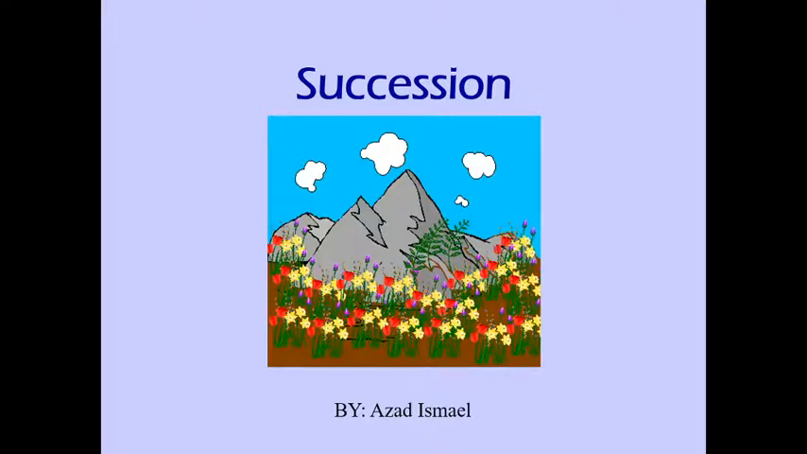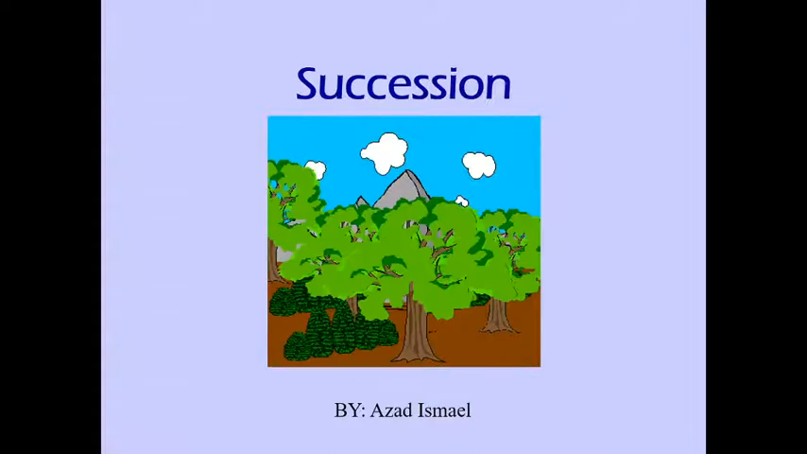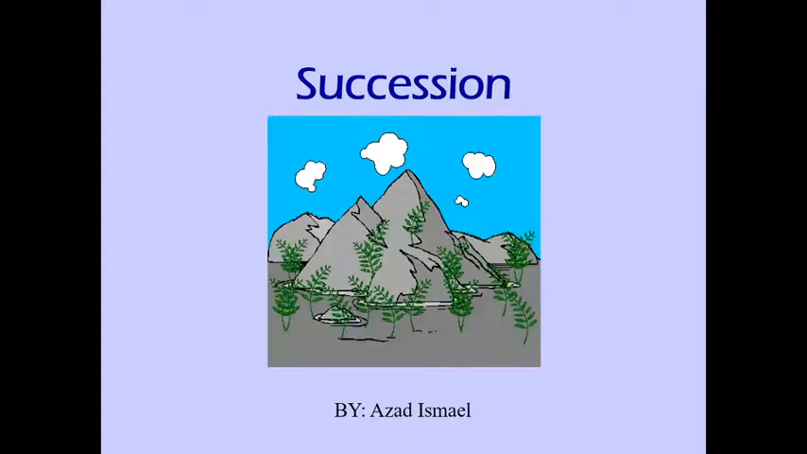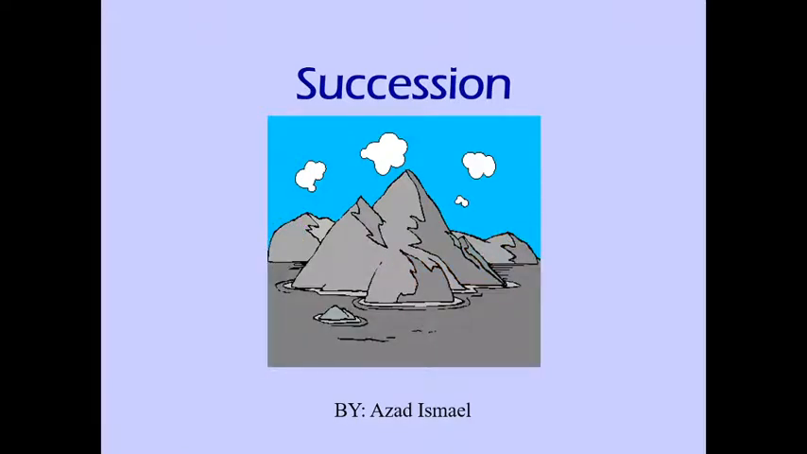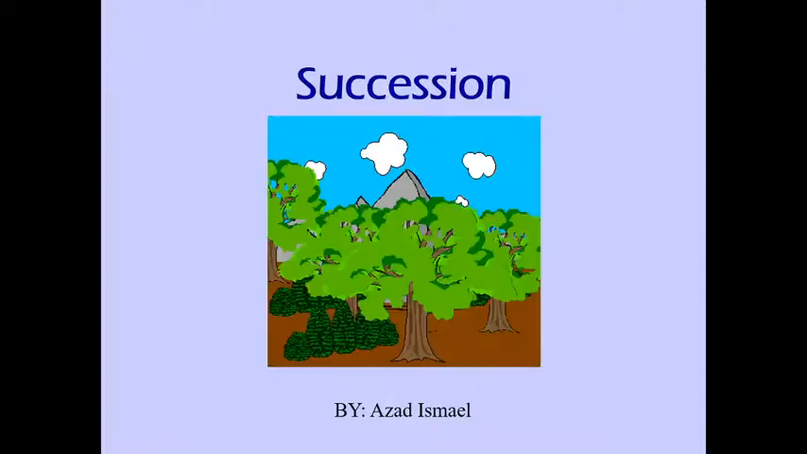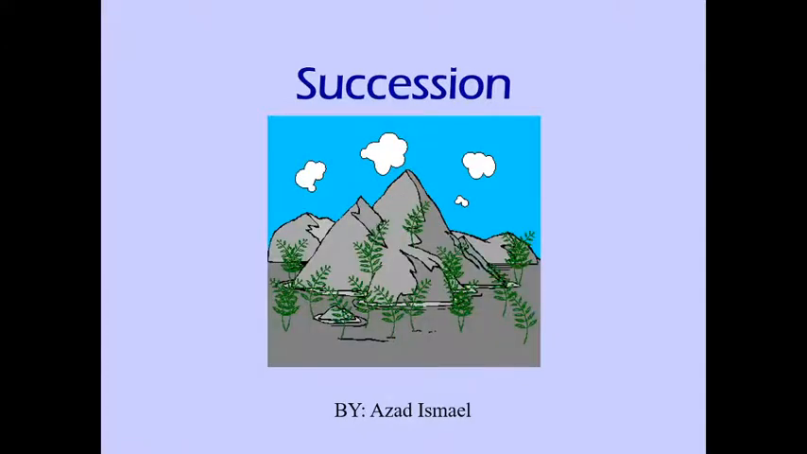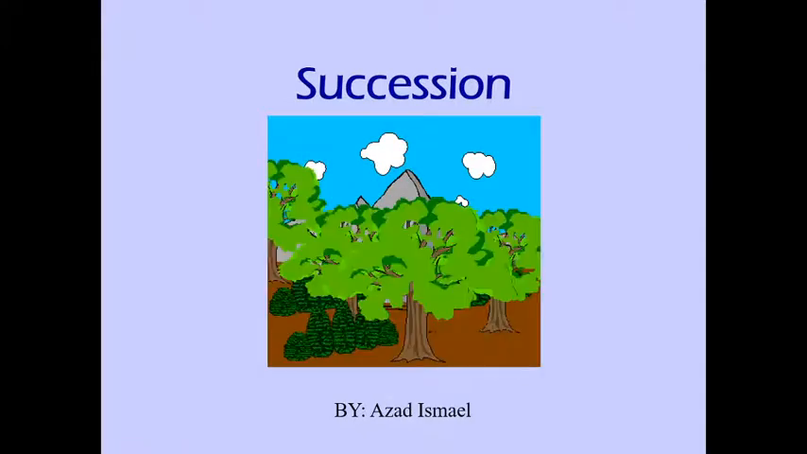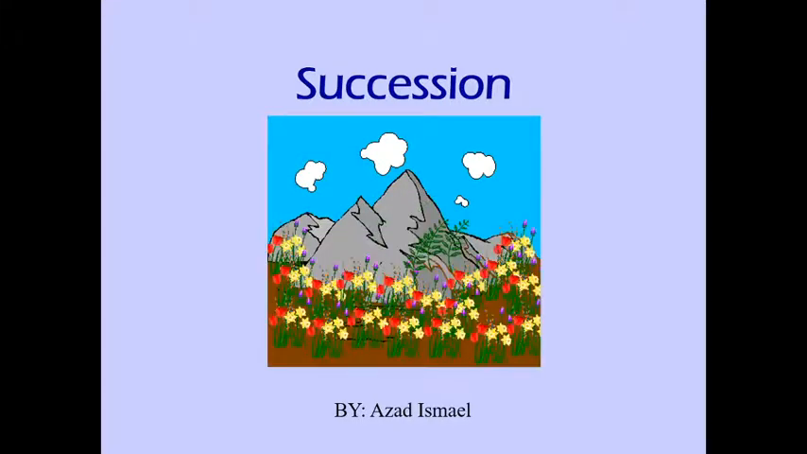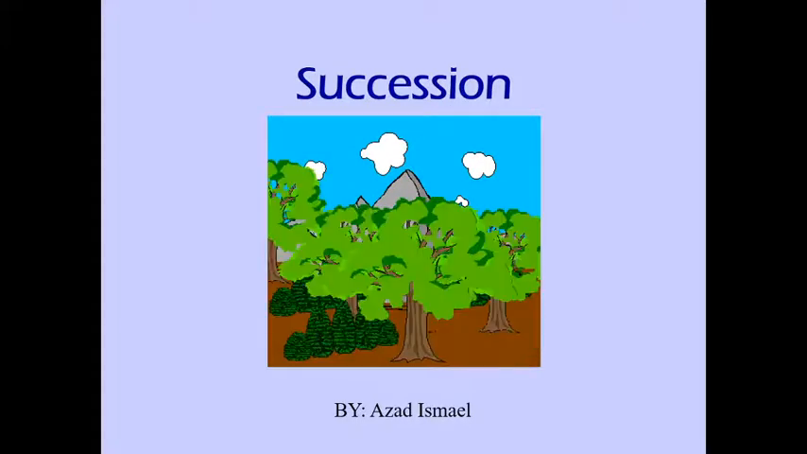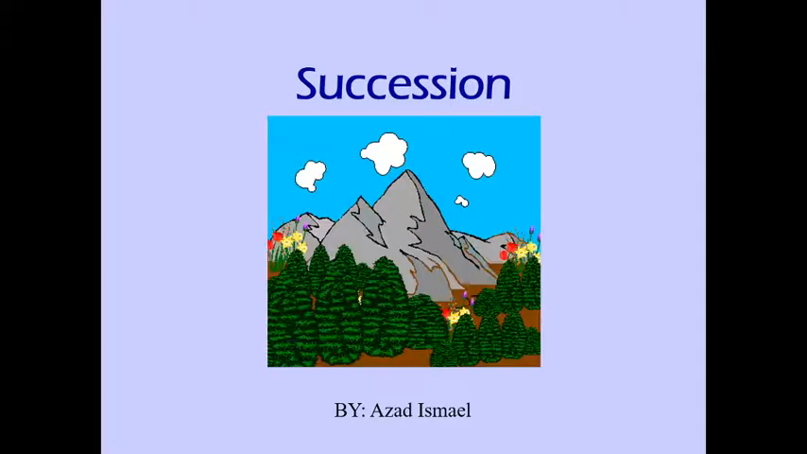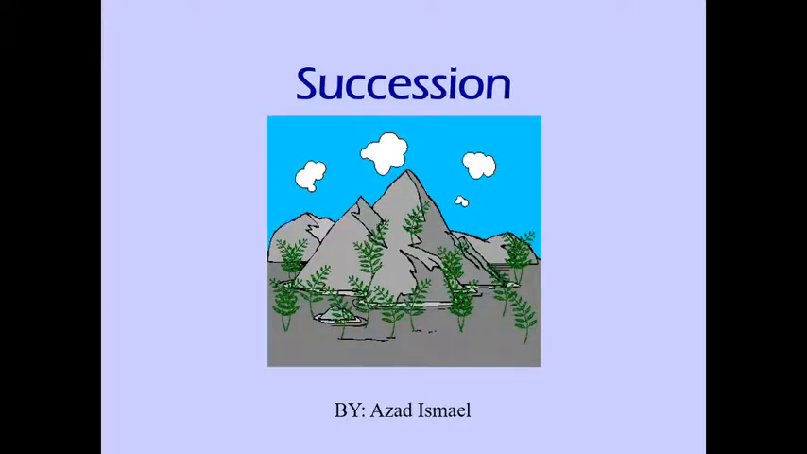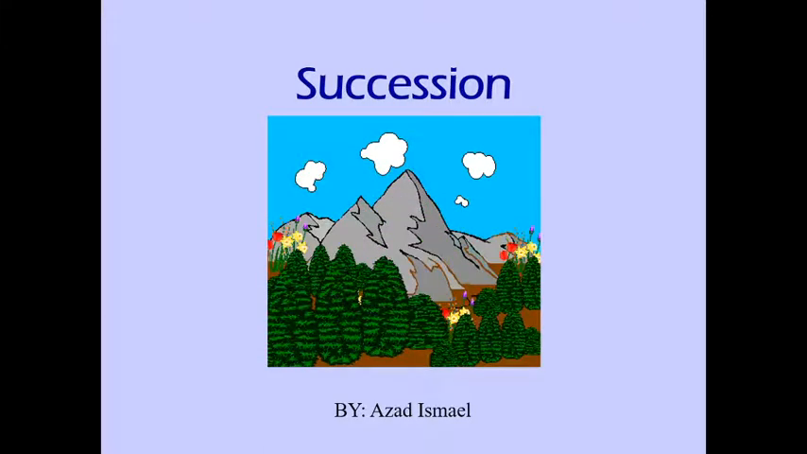As you know, when an environment changes, communities of organisms in the environment also change. So succession is a predictable change that occurs in an environment, and then species of organisms colonize this environment. So let's make a start on successions, or changes to the environment.